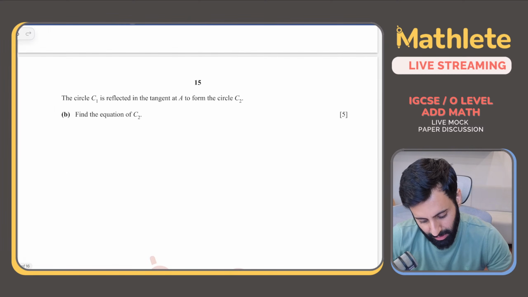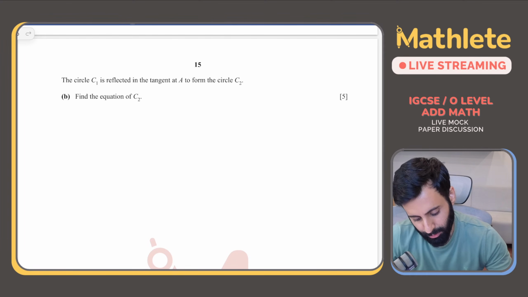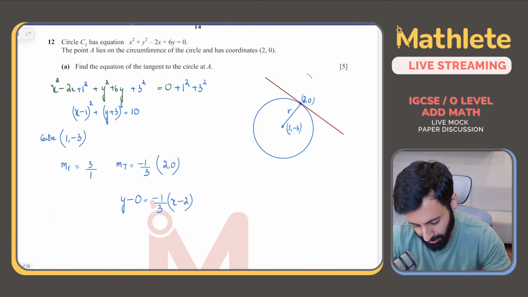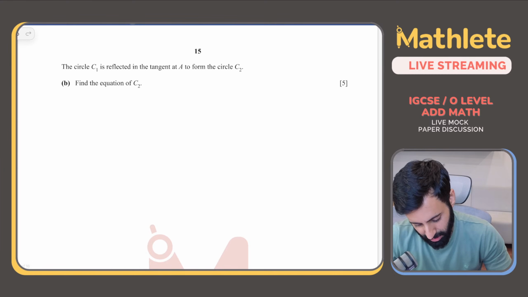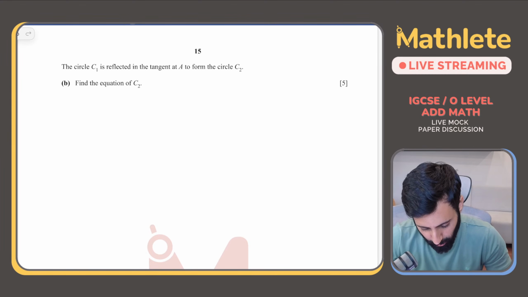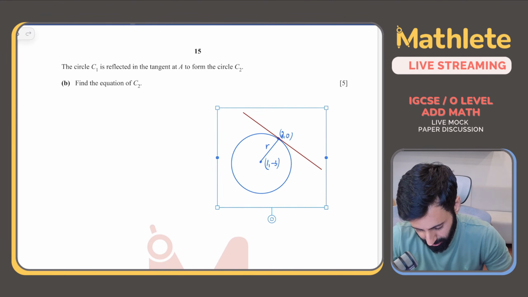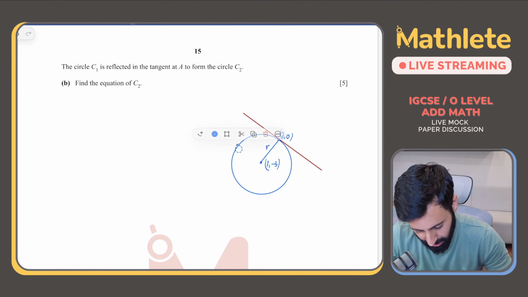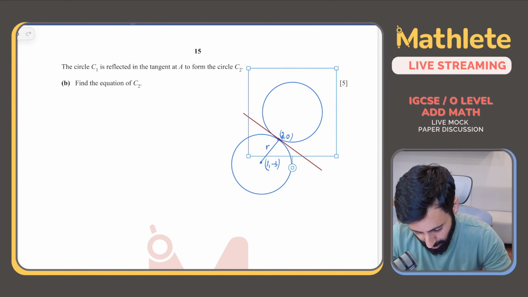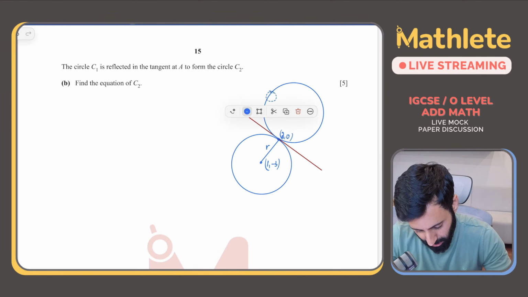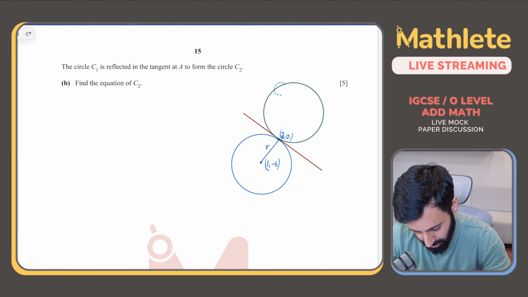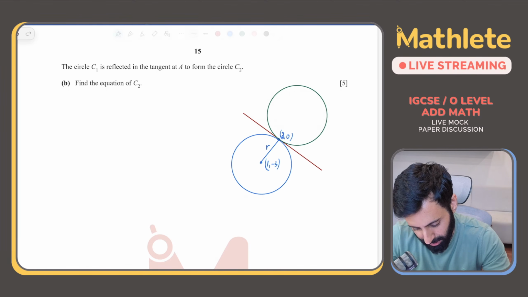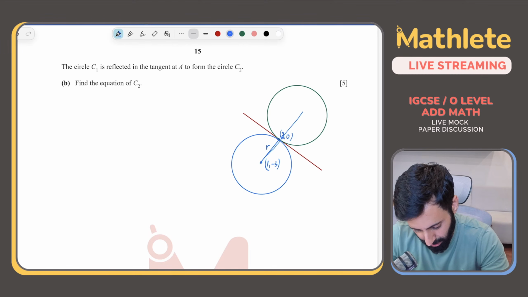Now, the circle C1 is reflected in the tangent at A to form the circle C2. Find the equation of C2. Acha. If I reflect it, what happens? What will change and what will not change? What will not change is the radius. What will change is the center. So if I reflect this circle along this line and make another circle, let's change the color of the circle to green. About this green circle, what will change is the coordinates of the center. What will not change will be the radius.